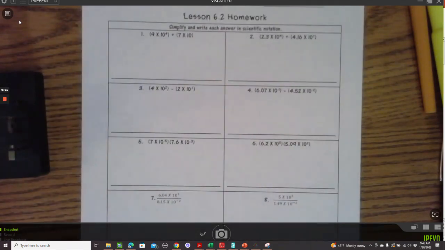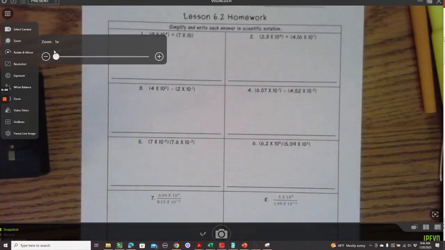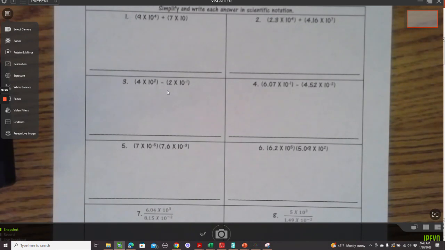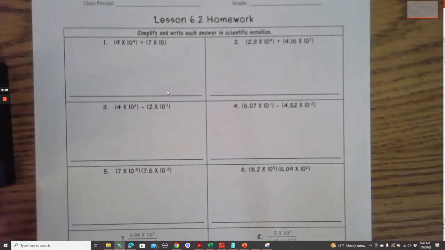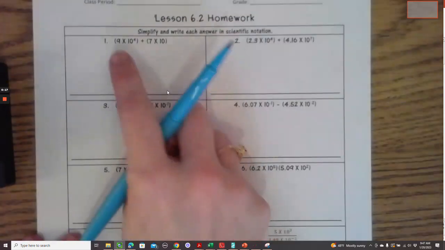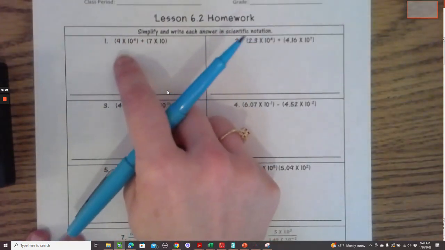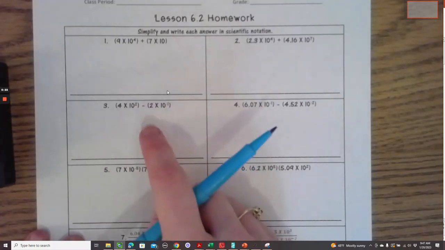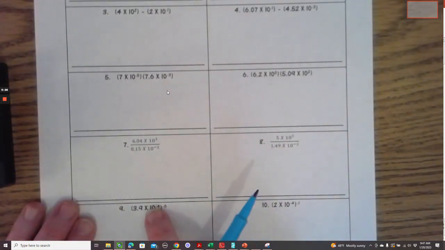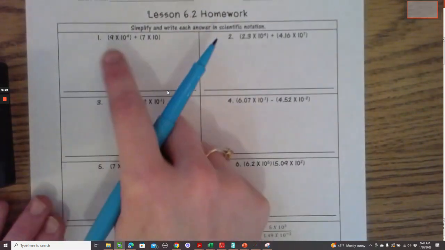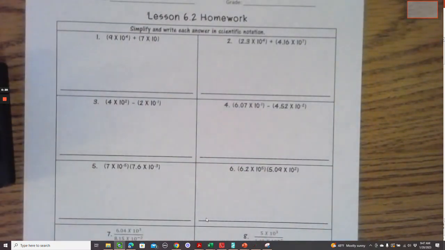All right, this video is for the lesson 6.2 homework. We are doing operations with scientific notation. You should have done scientific notation last year to the extent of just writing numbers in scientific notation, converting. This year, we take those numbers written in scientific notation and perform all the operations on them. We add them together, subtract them, multiply them, divide them, and then raise them to a power. Okay? So, again, all this can be done in your calculator.